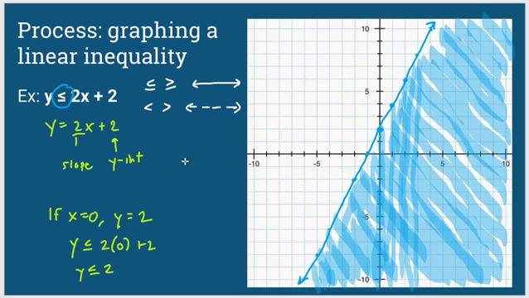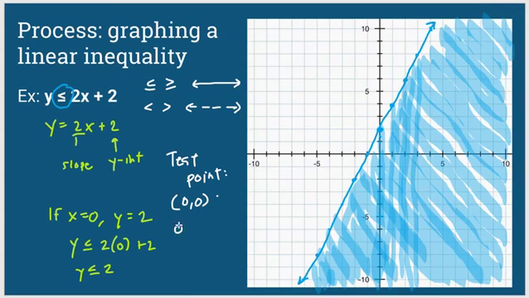So in that case, what I can do is I can choose a test point. And a really easy test point to use is 0, 0. And the only time this doesn't work is if my line goes right through 0, 0. In this case it doesn't, so I'm going to choose 0, 0. And what I want to look at is if x is equal to 0 and y is equal to 0, do I get a true statement with this inequality?